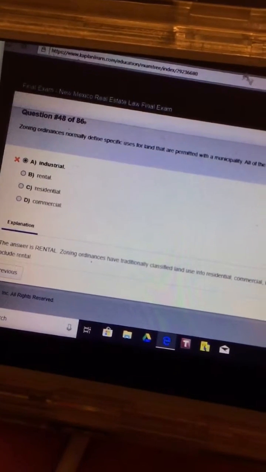The answer is B. Rental. Zoning ordinances have traditionally classified land use into residential, commercial, industrial, and agricultural classifications, but do not include rental.